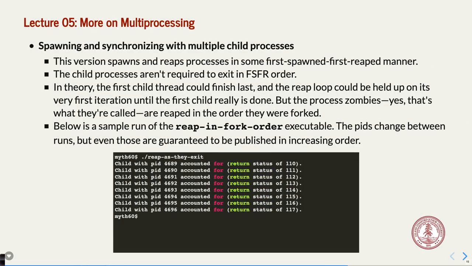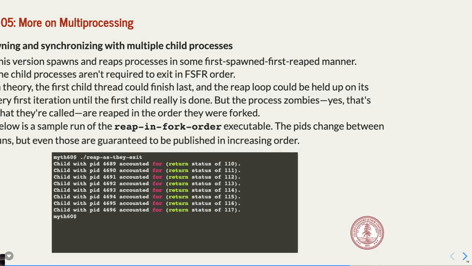This is what it is. In theory, you could have any of the children end in any order, but the loop is still going to be held up waiting for that first child to end, then the second, then the third, then the fourth. That's just the way these ones work. Okay? All right.